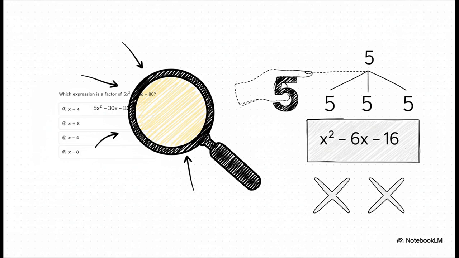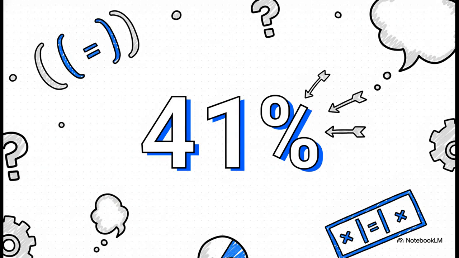That's right, look for the GCF. In this case, 5 goes into every single term. Pulling out that 5 leaves us with 5 times x squared minus 6x minus 16. Now we just have to factor that much simpler trinomial on the inside. And get this, on the actual test this came from, only 41% of students got this question right, less than half. But with the skills we just covered, finding the GCF, then factoring the trinomial, this question becomes totally manageable.